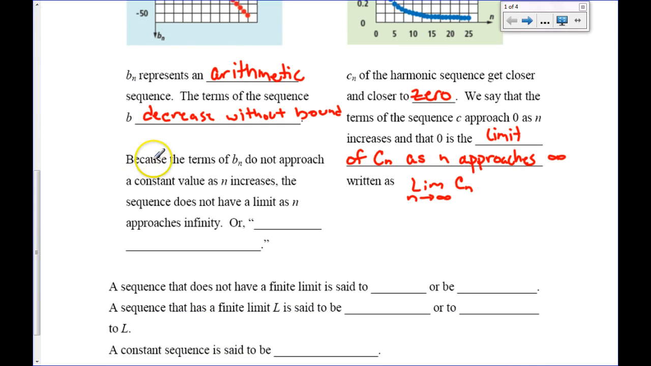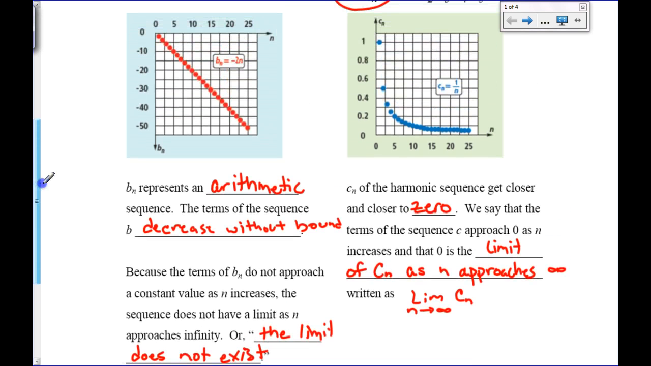Let's look back at the left side again. Because the terms b sub n do not approach a constant as n increases, the sequence does not have a limit as n approaches infinity, or the limit does not exist. So I'm back to talking about the left side, about the line. The limit does not exist on the left side, but on the right side it does. You can see that by looking at the graph. This doesn't ever merge to one number, but this one does.